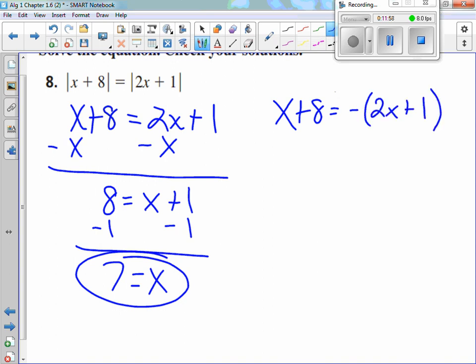So one thing we have to be careful with is when we do the negative case, we apply the negative to everything on this side we want to make negative. So you can do it with parentheses, or really what we have is x plus 8 equals negative 2x minus 1. So we have to change all the signs, because if we don't, it'll get you tripped up. Okay?